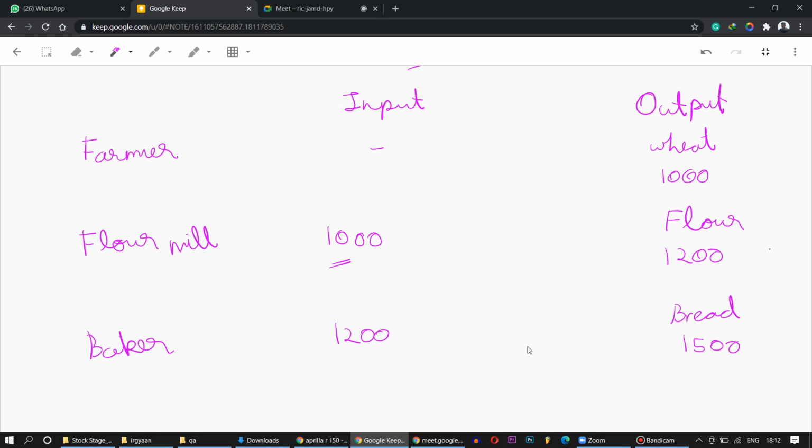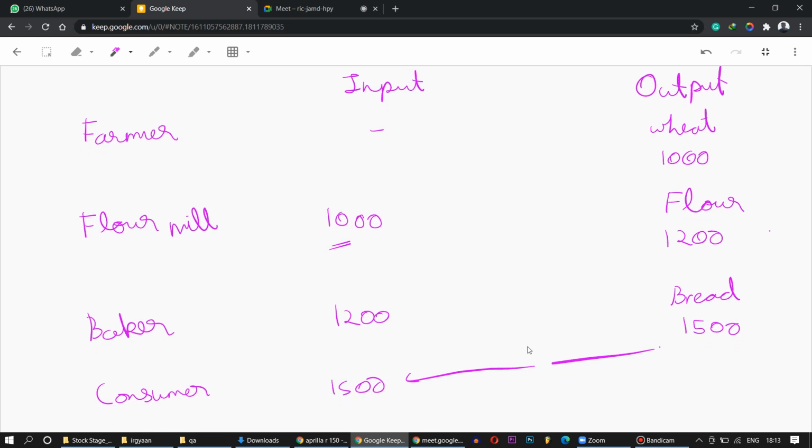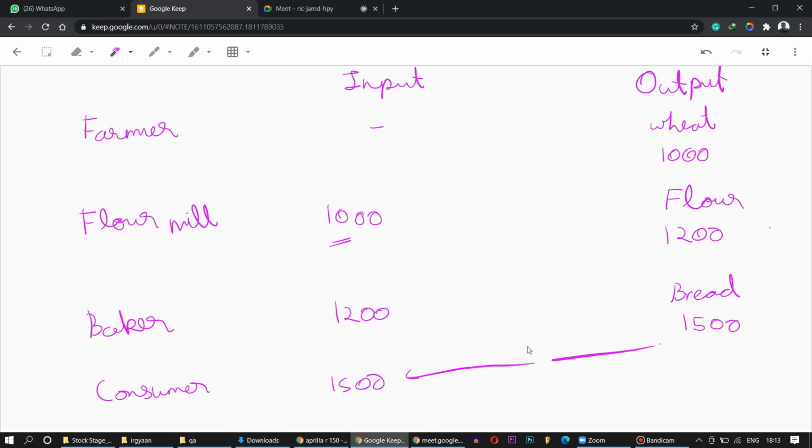Okay? Now, if we add all the input, and after this we have the consumer, right? The consumer gets it for 1500. Imagine he makes it 1500, he's selling at 1500. This much is clear, right? Now, if we calculate the input alone, it will be 3700. But was this actually 3700? It wasn't. It was only 1500.